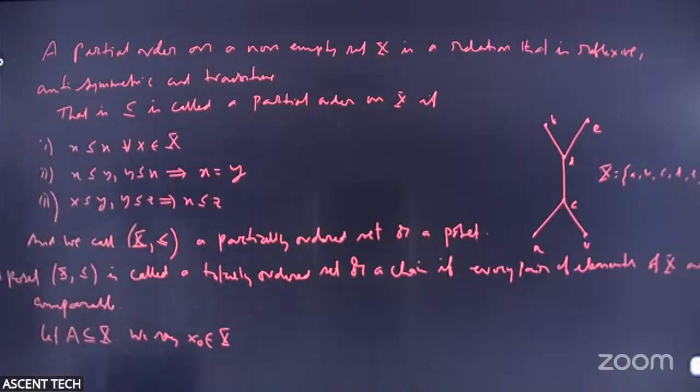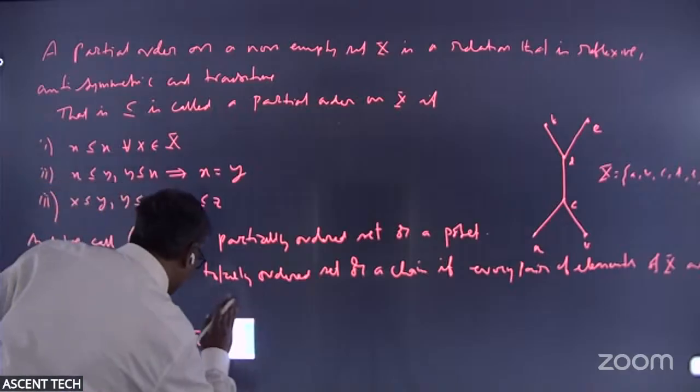I should be a little careful when I want to say upper bound. If an element x naught of X is bigger than or equal to every element of A, then I can say that it is an upper bound of the elements of A. But that upper bound need not be in A. Let me introduce what is called a maximal element.